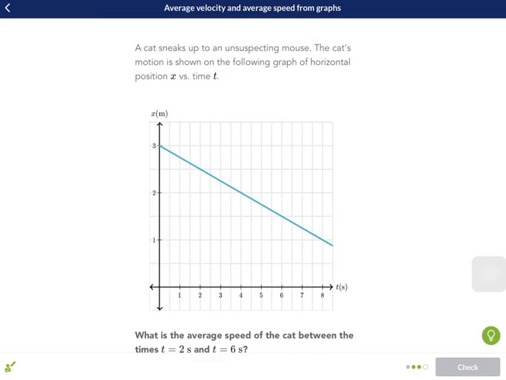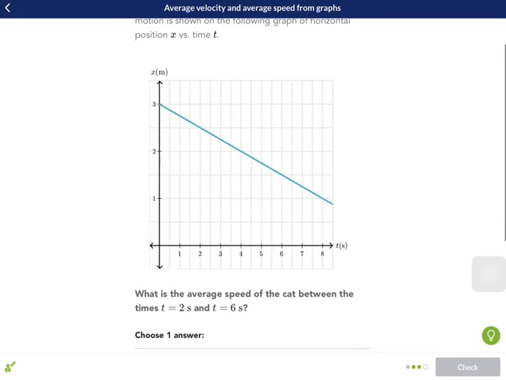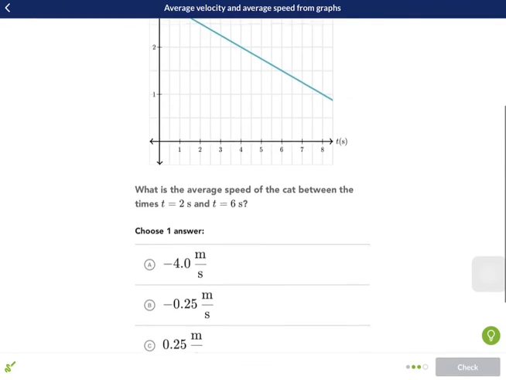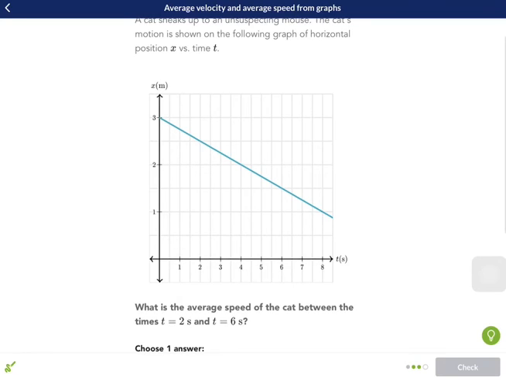In this section, a cat sneaks up on an unsuspecting mouse. The cat's motion is shown in the following graph of horizontal position x versus time t. So we can see the graph. They are asking what is the average speed of the cat between the times t equals 2 and t equals 6. So we have to find out the average speed.